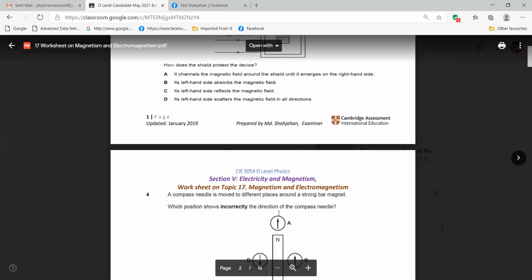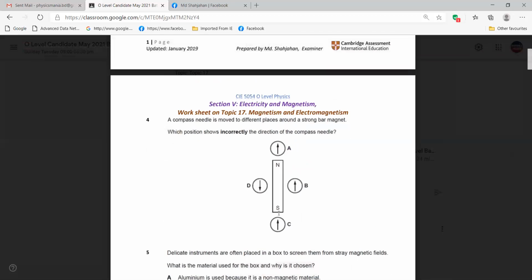Yes. A, B, C, D. These are the positions of the compasses, right? So the arrow here represents the magnetic field. All the arrows are representing the North Pole, all the arrowheads. Is it clear?